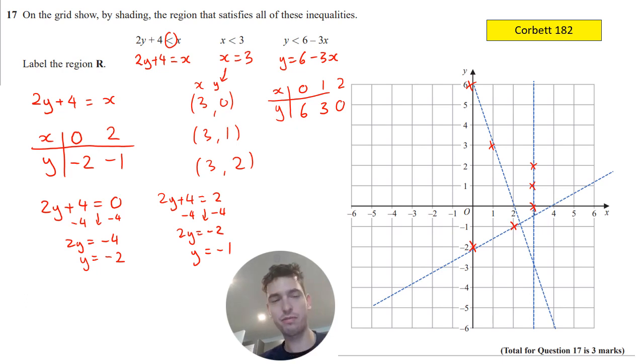So I've got 3 marks already. How do I get my final mark? Well, I need to decide on my region. So it's a 3-mark question. So I've got 2 marks already. Final mark, decide on my region. So the first one, this is my line 2y plus 4 is equal to x. It's the less than sign, so I want everything that is below the line. So let's cross off everything above the line.